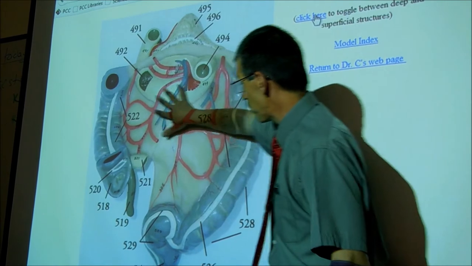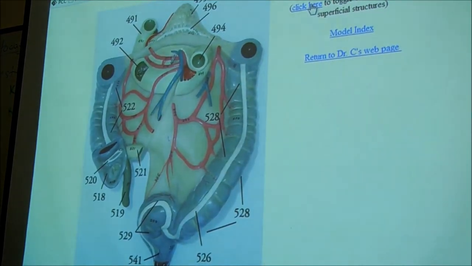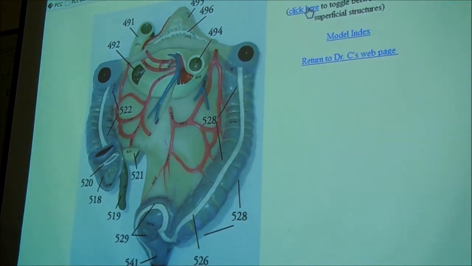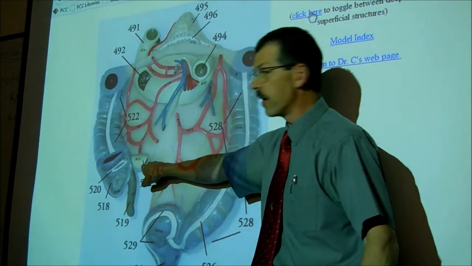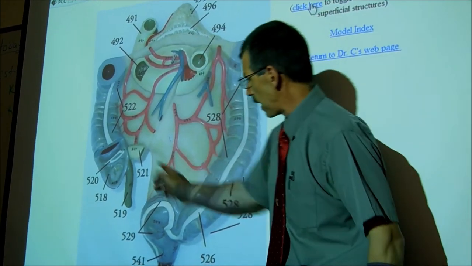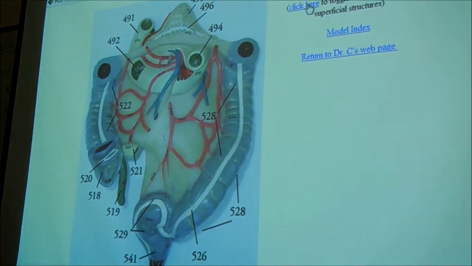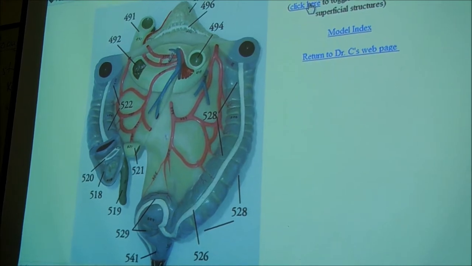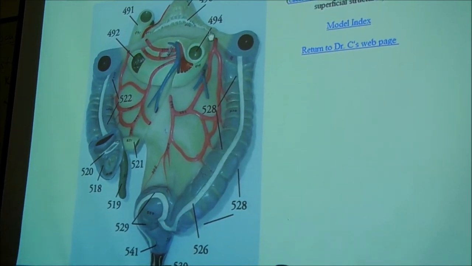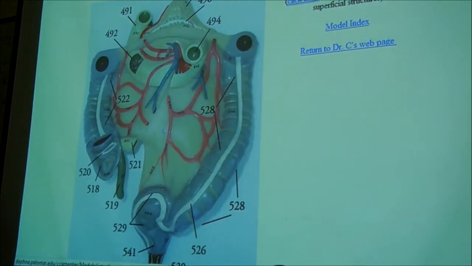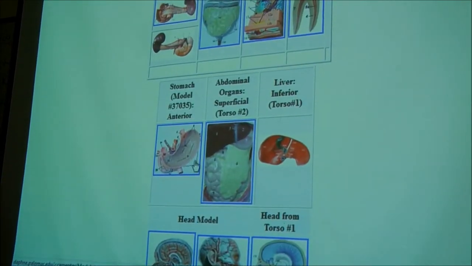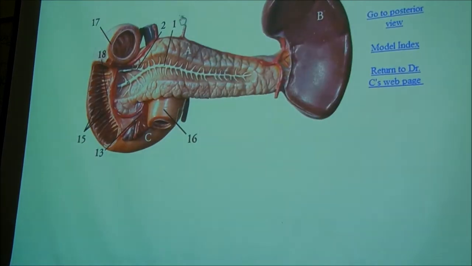Then there's a middle section which they removed here. What was the middle section? Jejunum. And the last part, number 521, would be the ileum. So you have duodenum, jejunum, and ileum as the three parts of your small intestine. So we're going to find a few things in there. Let me go back here. I want to go to this one here.